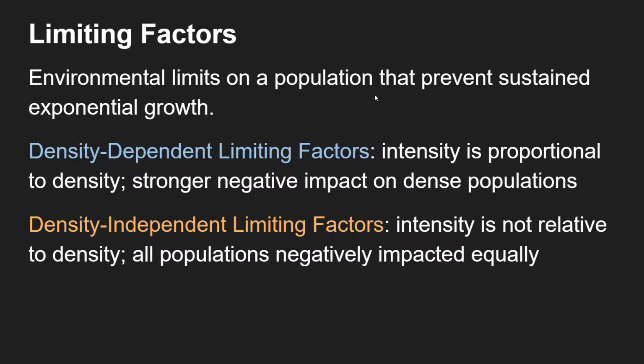So, limiting factors. What are limiting factors? These are the things in an environment that can restrict the population from going to infinity. And there are really two types. The first is density dependent limiting factors, and these have a proportional intensity to density. What does that mean? Well, the more densely packed a population is, the stronger the effect tends to be than if the population weren't densely packed.